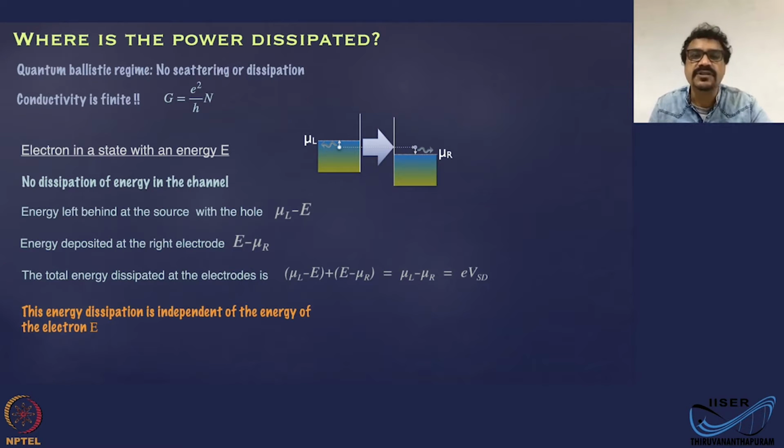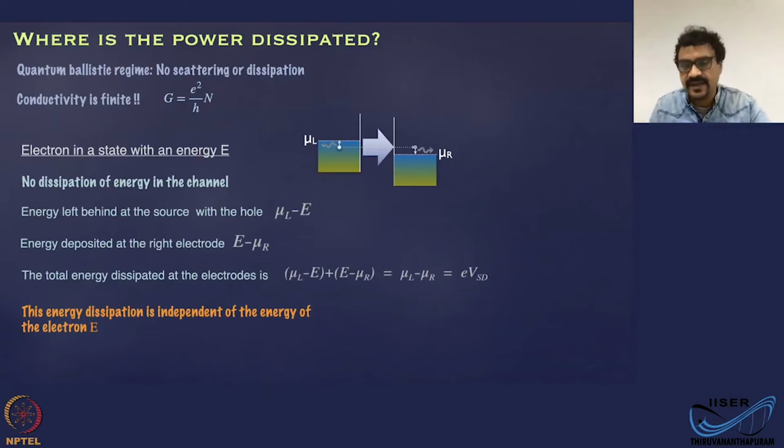But now the natural question is, if there are no scattering events in the device, then where is the power dissipated? Where is this finite conductance, or the finite resistance, arising from? Where do we get this finite conductance, and where is the power dissipated?